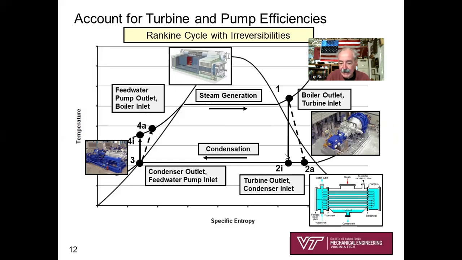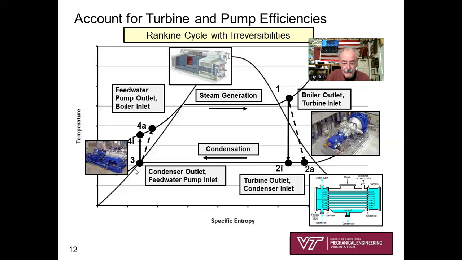In my world, I call this 2I, 2 isentropic. The textbook calls this 2S, and the textbook calls this state 2. In my world, I have to keep myself straight by having 2A for 2 actual and 2I for 2 isentropic.